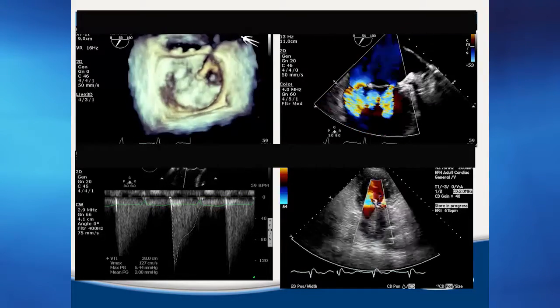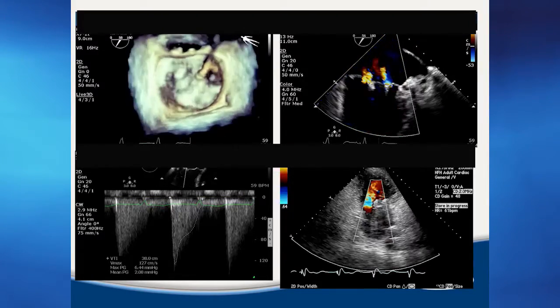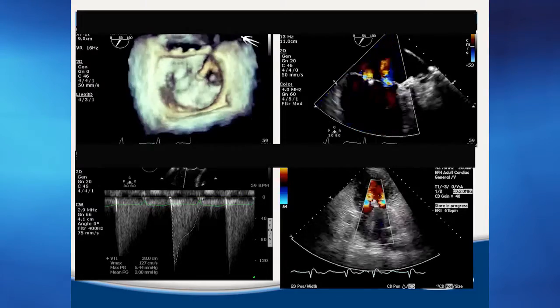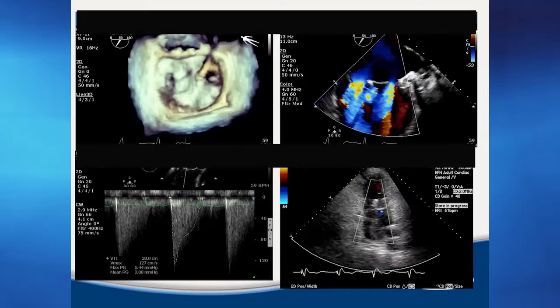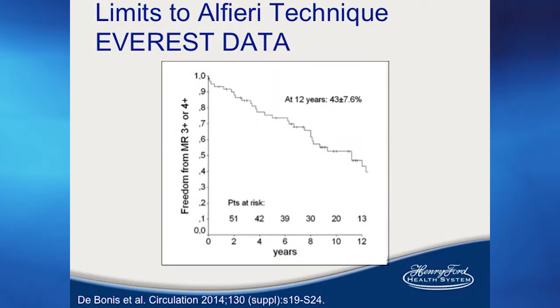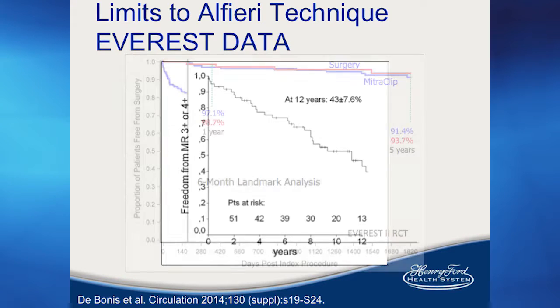It takes a lot of practice and training for this. You have to know what you're seeing and see what you're doing, and sometimes they're not the same thing. Anyway, some people have criticized this technique because they saw Otto Alfieri's data.